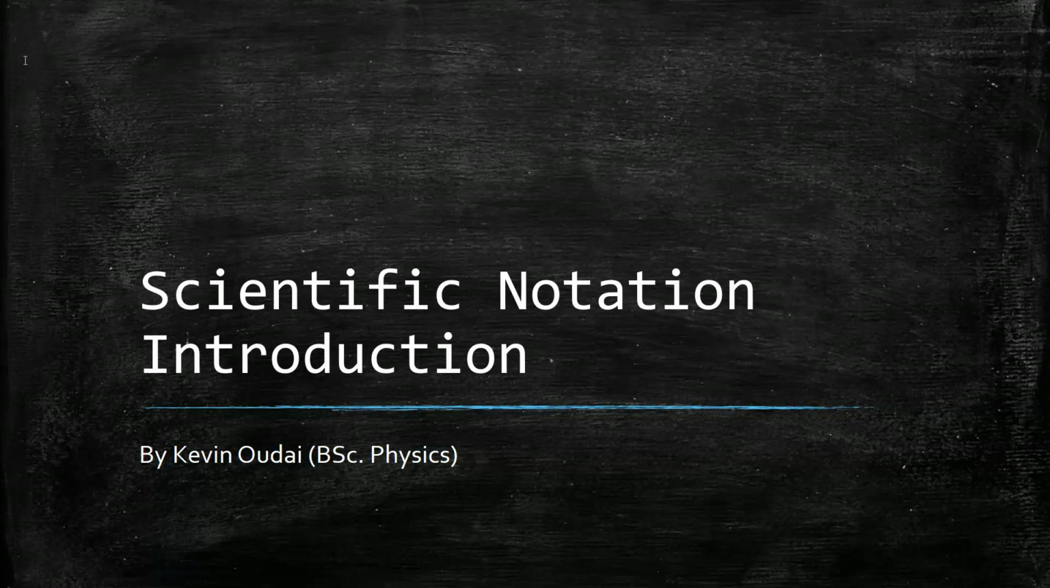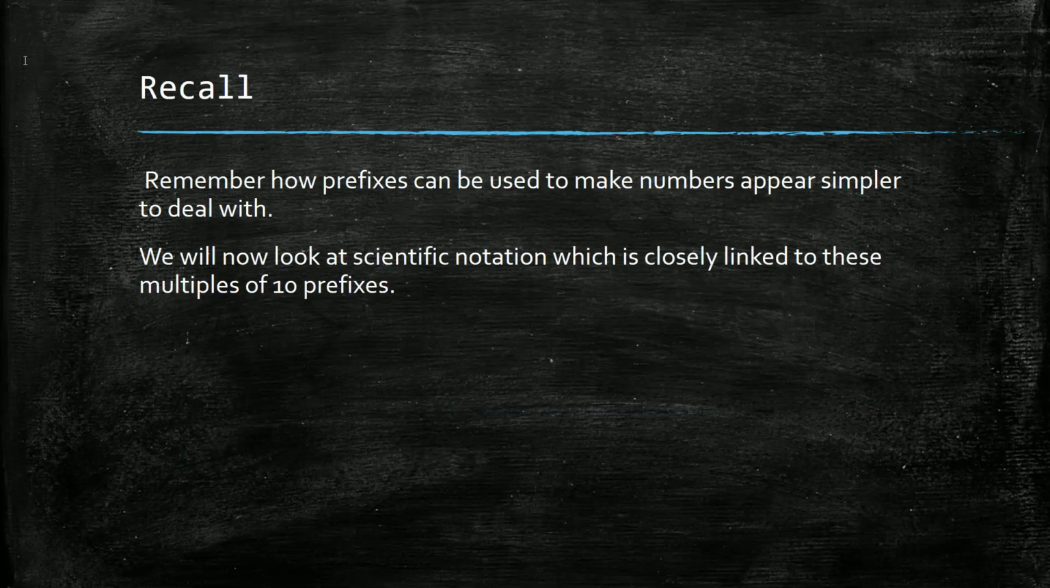In this part of the lesson, we will look at why we would need something such as scientific notation. The reason we would use scientific notation is that it helps us write numbers smaller.